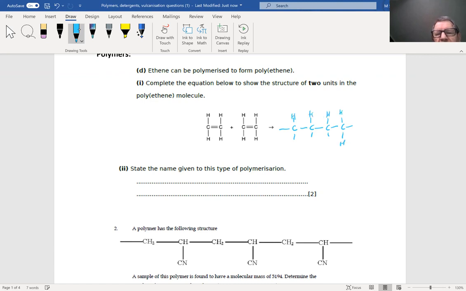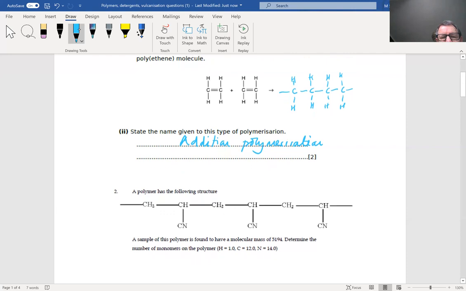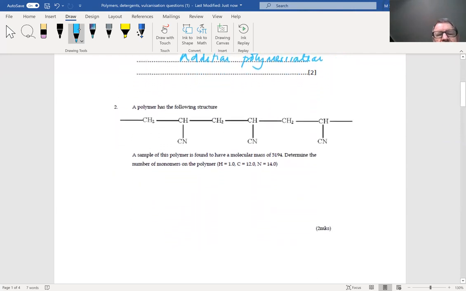It's important that we not only join the 2 pairs together, this and this, but also we make a line like this. The name given to this is, because these 2 add together to make the product, addition polymerization. There are 2 types of polymerization you will remember now. One is addition and the other one is condensation, which we'll come across in just a moment.